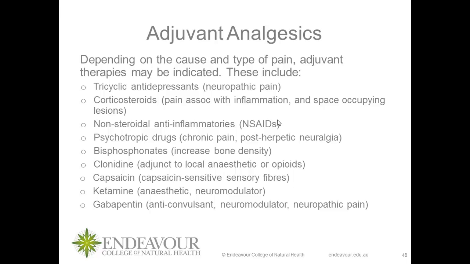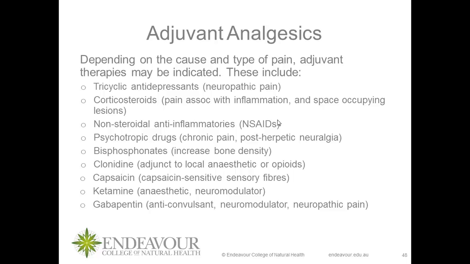Clonidine is another drug that we'll continue to look at as we look at drugs acting in the central nervous system. It's commonly an adjunct to local anesthetics or to opioids to manage pain. Capsaicin was one of those neuromodulatory substances that is being investigated as a drug. There are certain sensory fibres that are known to be capsaicin sensitive. You get a better management of that person's pain if you use the capsaicin as an adjuvant.